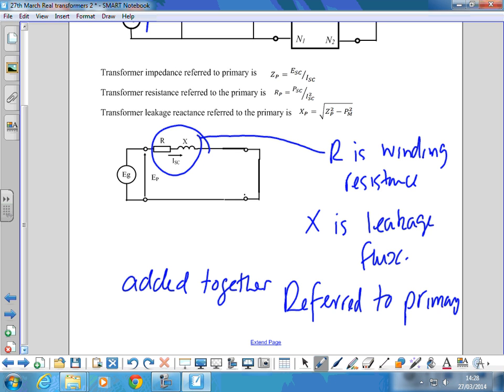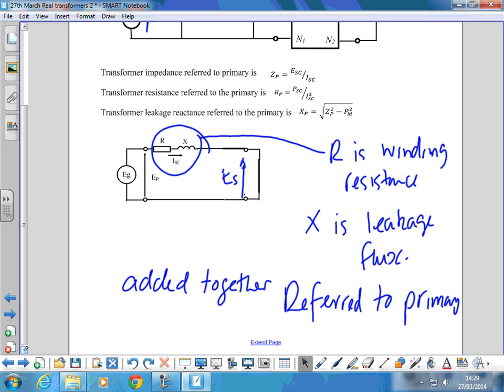We then got a model of the transformer loaded, so we can take the short circuit out and put a load in once we got values for R and X, and determine what the transformer is going to do under a given load, and we'd be able to calculate EP and ES.